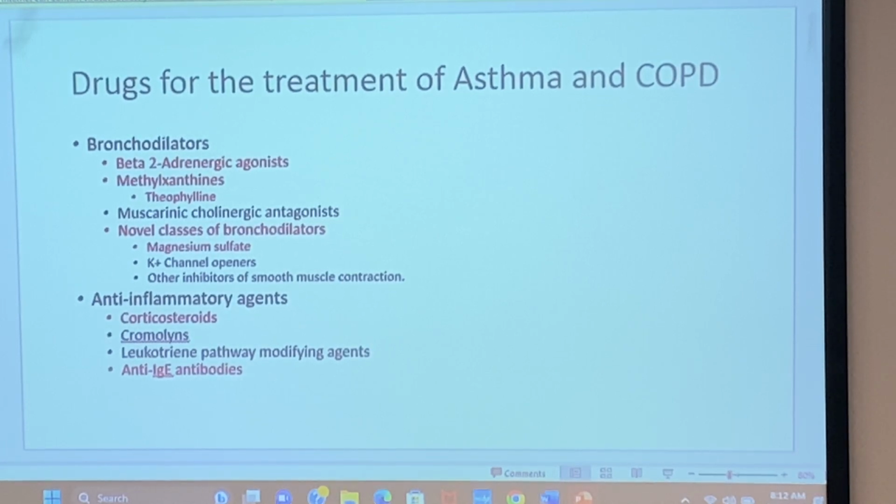The list here: beta-adrenergic agonists are bronchodilators, and methylxanthines, one of them theophylline, are also bronchodilators. Then a novel class of bronchodilator I would like to touch on is magnesium sulfate. Then under anti-inflammatory agents, I'm going to talk about the corticosteroids, and then the modulators, anti-IgE antibodies. Only the last class is the only drug which is a protein in nature.